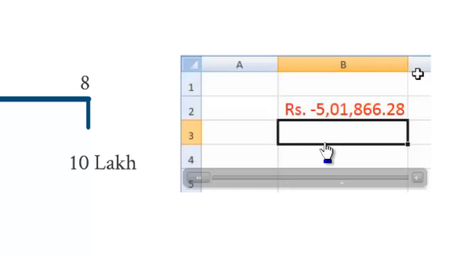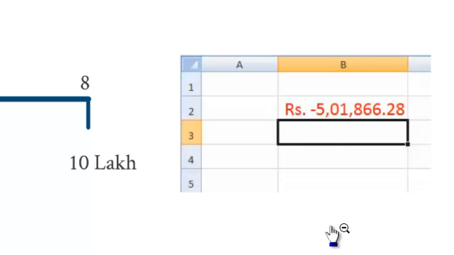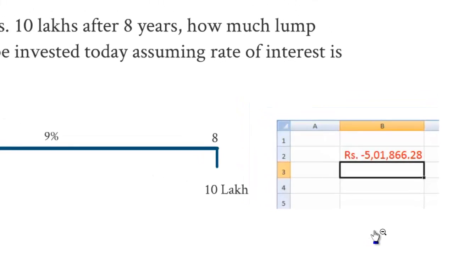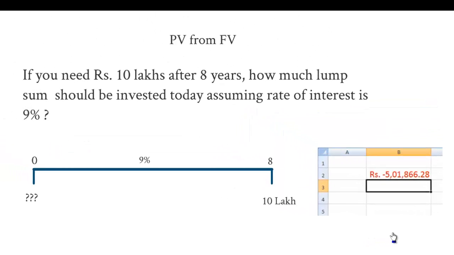Now you see this number is coming as a negative number. The reason being you have to invest this amount. Remember the convention, the money going away right now has to be shown as negative and the money coming into your pocket has to be shown as positive. So this means that rupees 5,01,866 is to be invested, which will grow at the rate of 9%, so that after 8 years you have rupees 10 lakh.